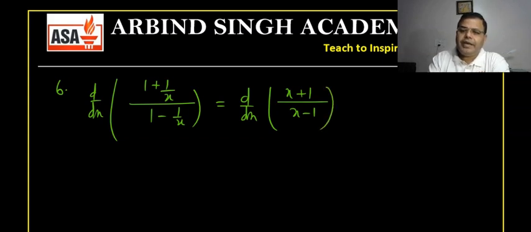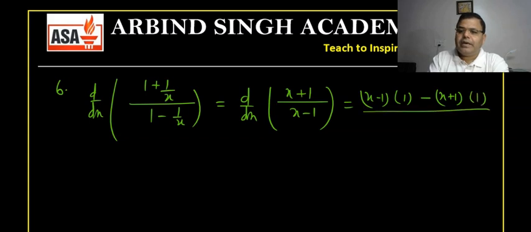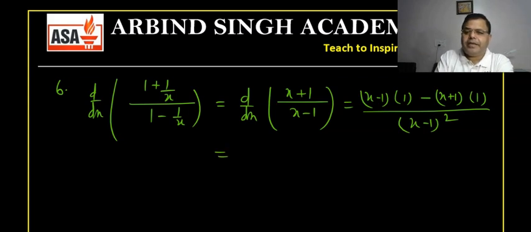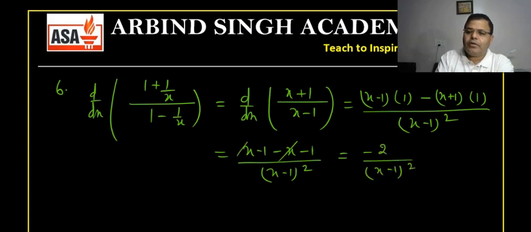And now we can use the quotient rule. So (x minus 1), derivative of this, that is 1, minus (x plus 1), and derivative of (x minus 1) is 1 also, 1 minus 0, divided by denominator whole square. So finally it will come: (x minus 1) minus (x plus 1) divided by (x minus 1) whole square. x, x cancel, so minus 2 upon (x minus 1) whole square. That will be the answer.